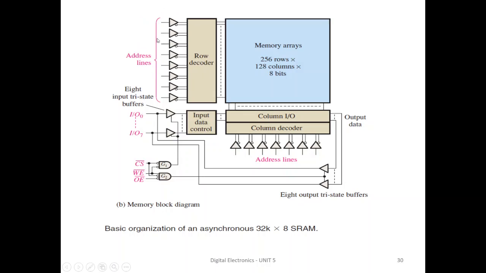Whether you are going to give it as an input or deal with it as an output, all this will be specified here. So you are going to give a chip select, whether a read operation or a write operation is going to be there, and whether output has to be enabled or not. All those controls you are going to give here.